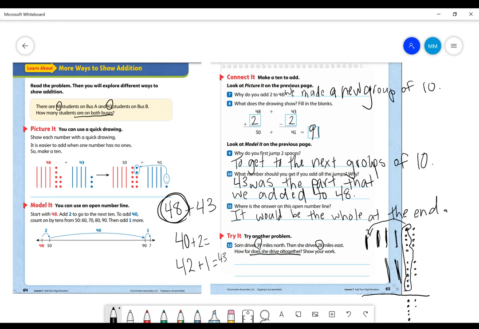And how many tens do I have altogether? 4, 5, 6. So 1, 2, 3, 4, 5, 6. What number does that make altogether? What number is the same as 6 tens and 7 ones? 67. So 67 miles. Okay, I can also show this in a different way.